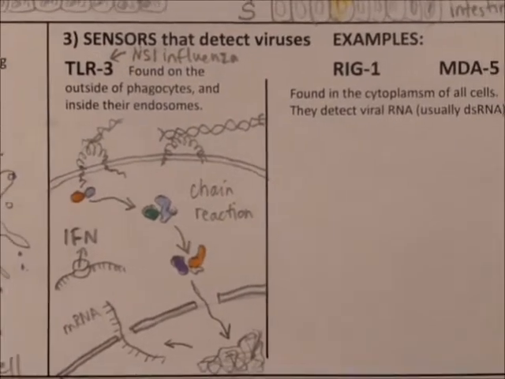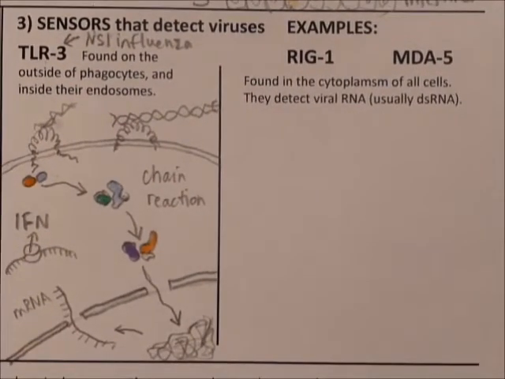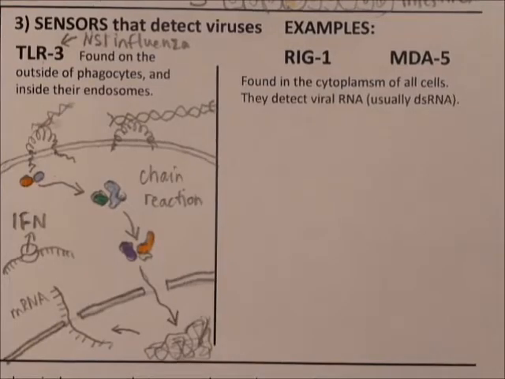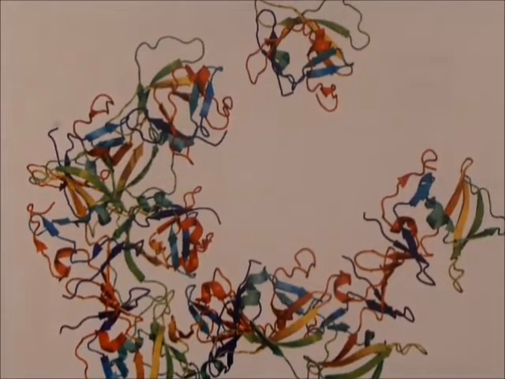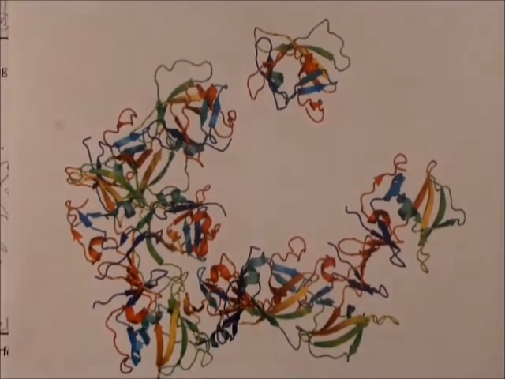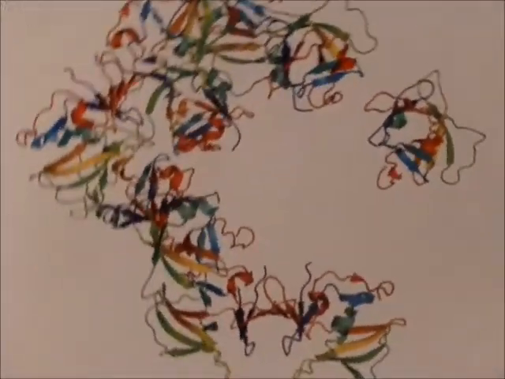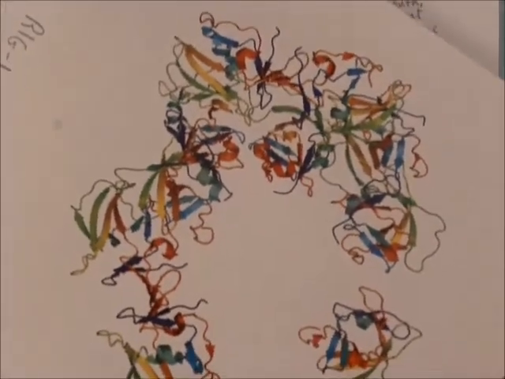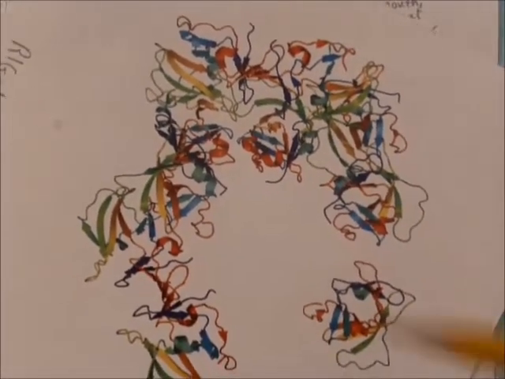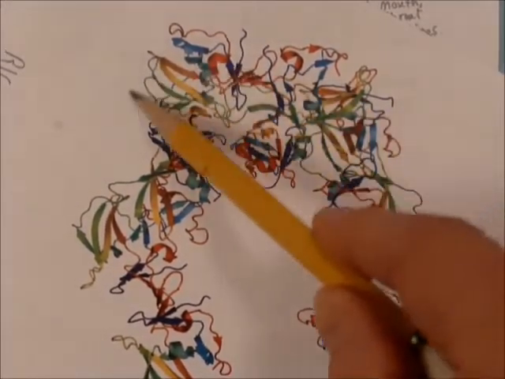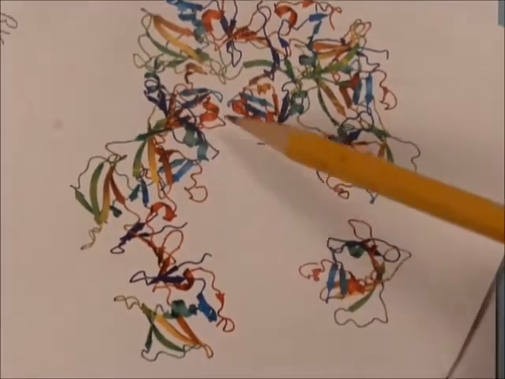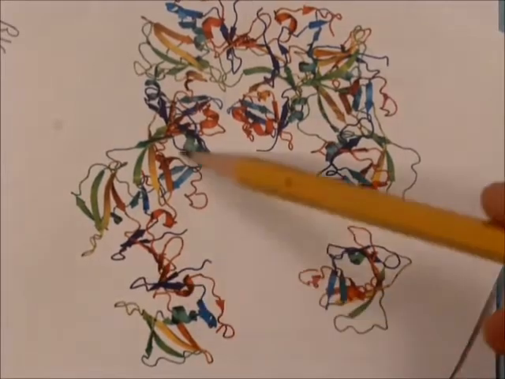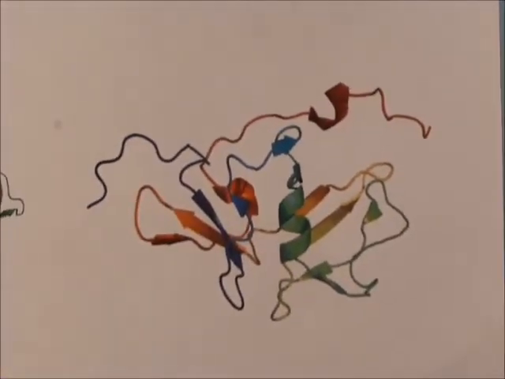So now we're going to talk about two other sensors, RIG1 and MDA5. And here's how their protein structures look. That is RIG1. And actually, usually they show it in diagrams. They draw it this way, and they draw this as kind of a little rectangle. And then they draw this as a line, a circle, and then you'll see in a minute how they draw this. They usually show it like that. And that is MDA5.